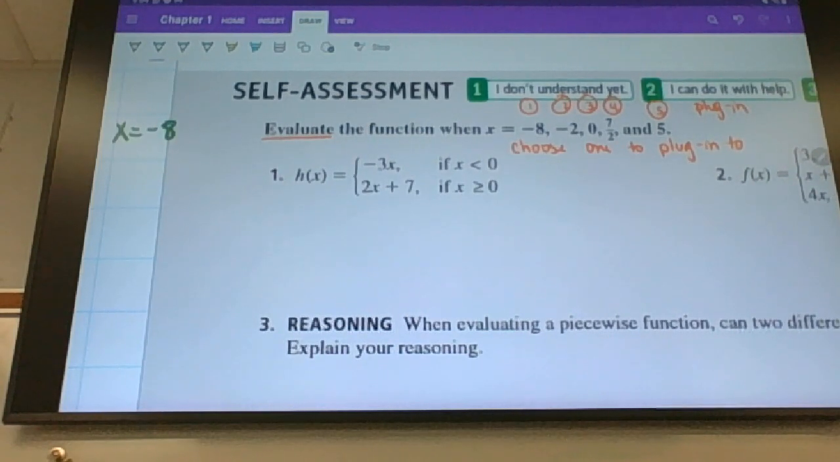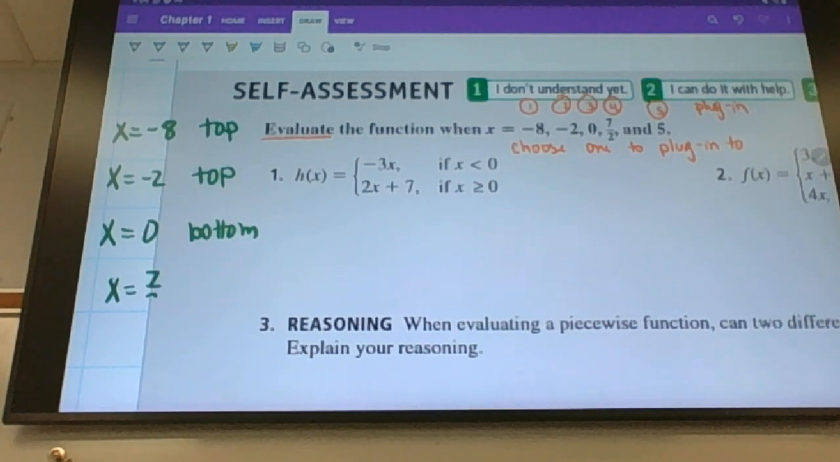So for x equals -8, I'm going to plug it into the top. And for x equals -2, I'm going to plug it into the top. And for x equals 0, I would plug that one into the bottom. And for x equals 7/2, I would plug that one into the bottom. And for x equals 5, I'm going to plug that one into the bottom. Now, I didn't just pick. I have to plug it into either the top or the bottom.